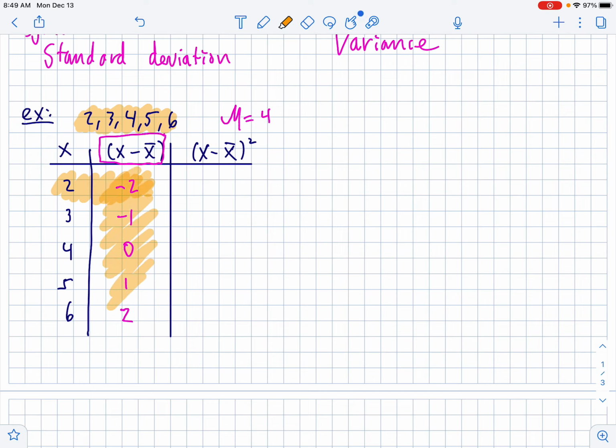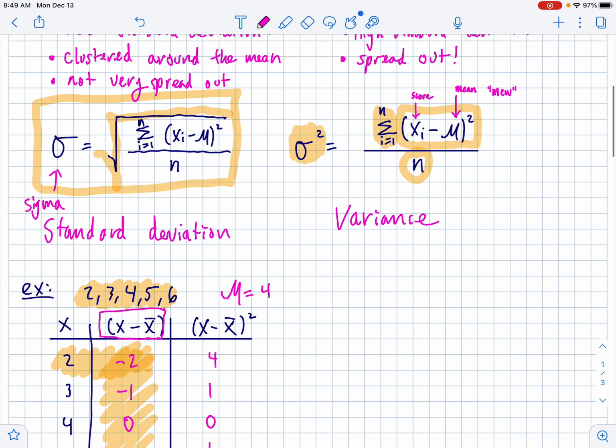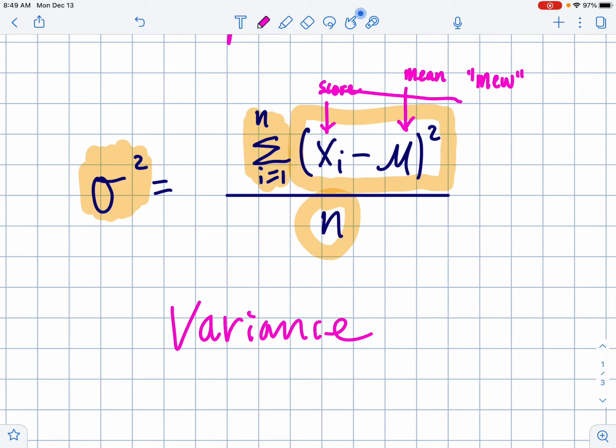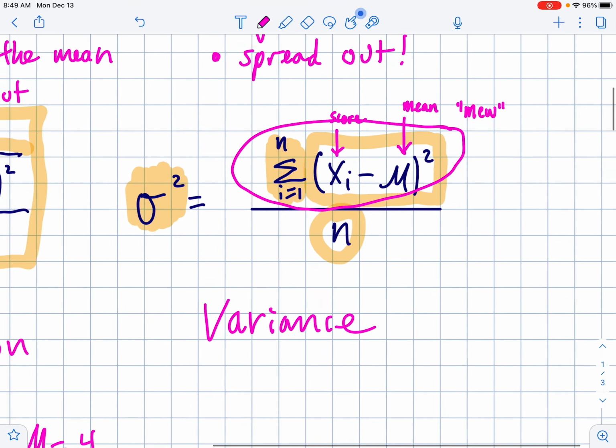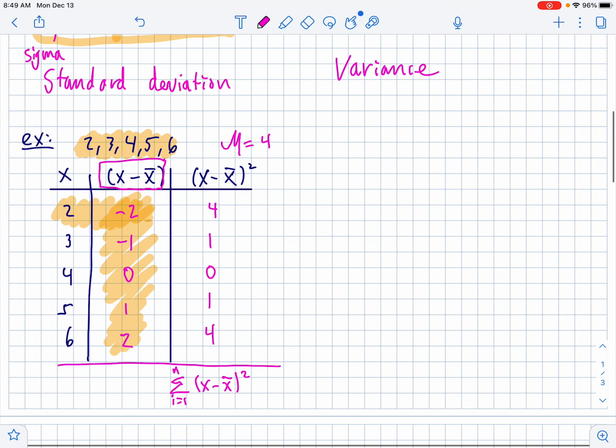Then you would take this entire column and square it to get the column next to it. So this is 4, 1, 0, 1, 4. Now, if I add those all together, that is going to give me the sigma i equal to 1 to n of x minus x bar squared. So if I go back to my variance formula, what I'm finding is this whole top right here. I'm adding together all the x minus the mean squared.